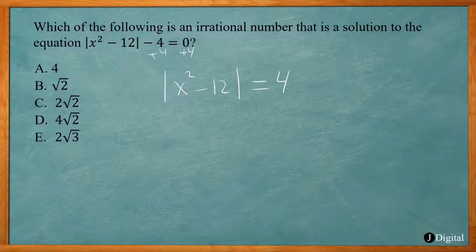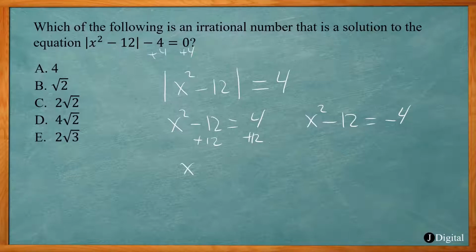And just like the previous problem, we need to set up two equations. So we have x squared minus 12 equals 4, and x squared minus 12 equals negative 4. Alright, add 12 to both sides. So I get x squared equals 16. To get the x by itself, I need to take the square root of both sides. That's going to be x is equal to plus or minus 4, because 4 squared equals 16, and negative 4 squared also equals 16.